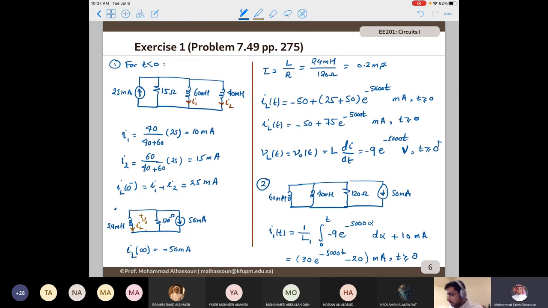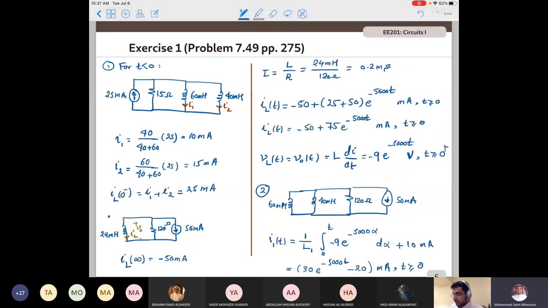Abdullah, Yusuf? Dr. Y, we didn't use the 15. 15? Yes, as an initial current. No, the initial current is 10. The initial current for t less than 0, which is this one. So no. The initial current passing through I1 or the inductor 1 is actually, we calculated it to be 10.